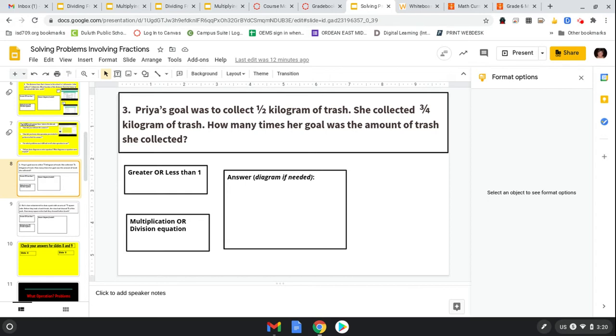The problem is Priya's goal was to collect half a kilogram of trash. She collected 3/4 kilogram of trash. How many times her goal was the amount of trash that she collected? So for this problem, you needed to decide if your answer was going to be greater or less than 1. You needed to write a multiplication or division equation, and then you needed to solve the problem, either using an algorithm or drawing a picture or diagram if needed.